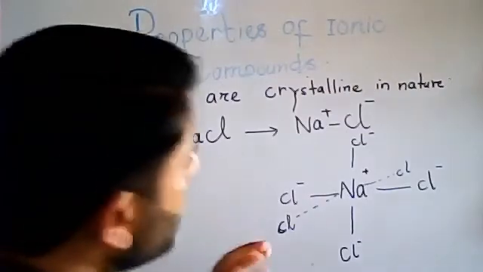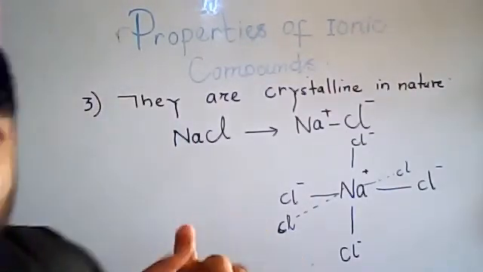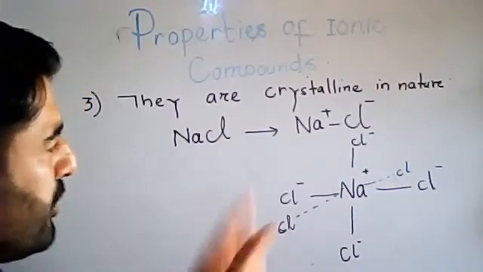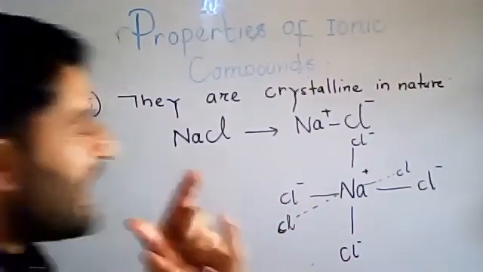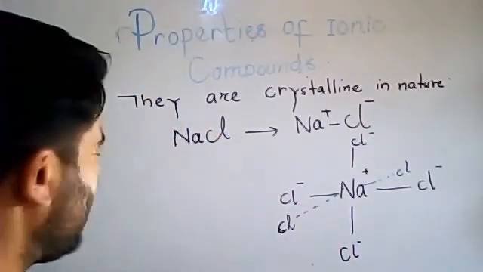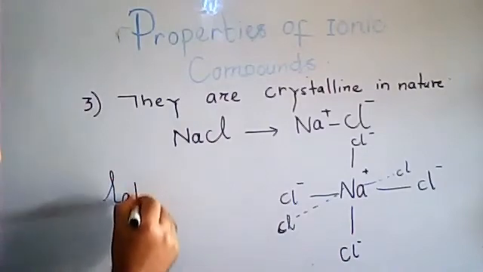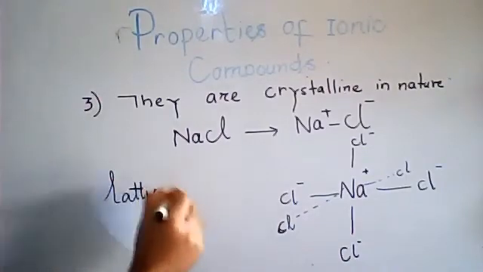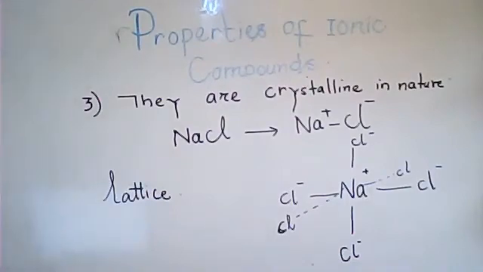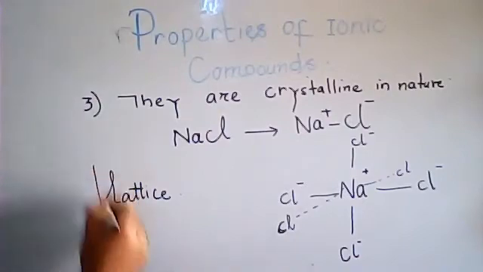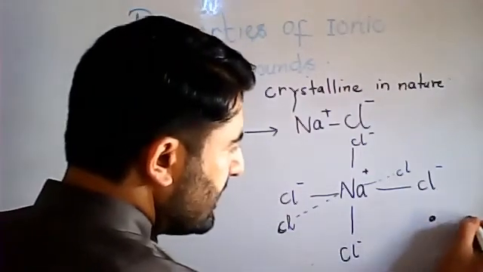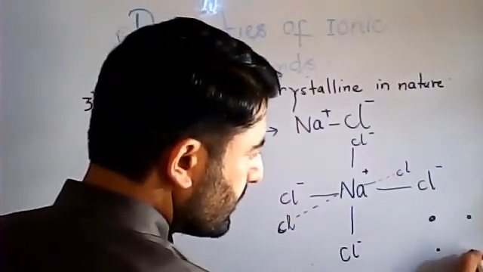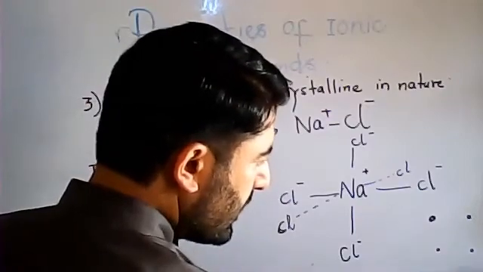How is all this happening? It is not happening just like that, it is happening in a very good way, in a beautiful fashion, in a beautiful manner, so that it is forming a structure. That structure is known as lattice. Okay, dear. So the structure which is formed, that is known as lattice. So if you see these compounds, they are like this. They're in a regular fashion.